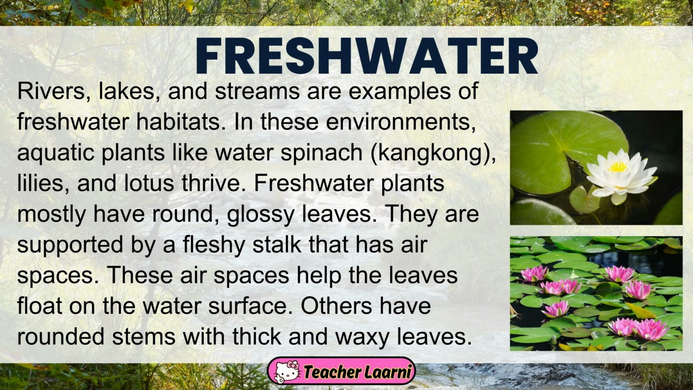Freshwater plants mostly have round, glossy leaves. They are supported by a fleshy stalk that has air spaces. These air spaces help the leaves float on the water surface. Others have rounded stems with thick and waxy leaves.